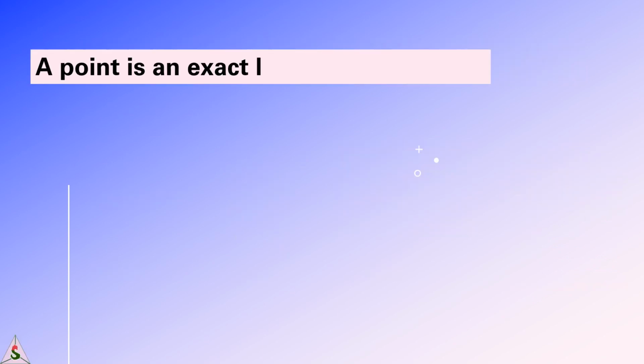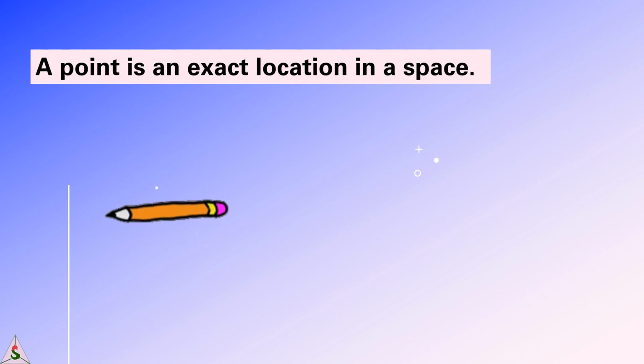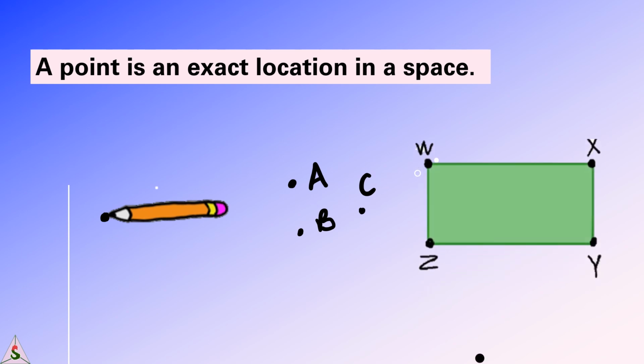A point is an exact location in a space. Remember, tip of a pencil can be called a point. We can label points anywhere on a paper. We can also label points anywhere on a shape.